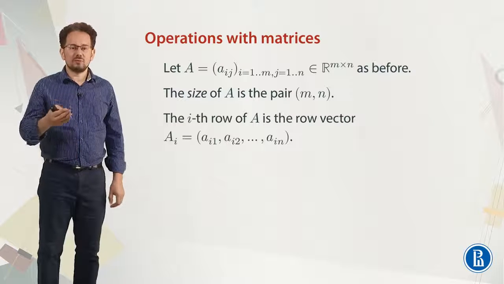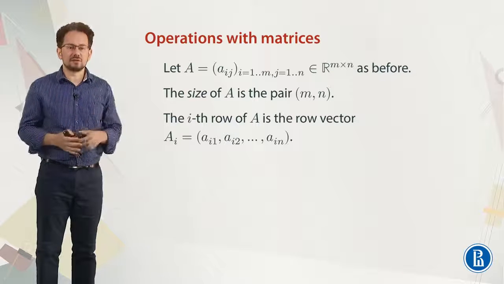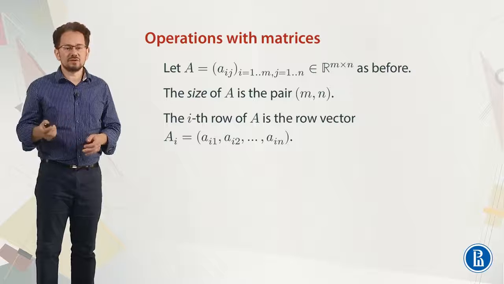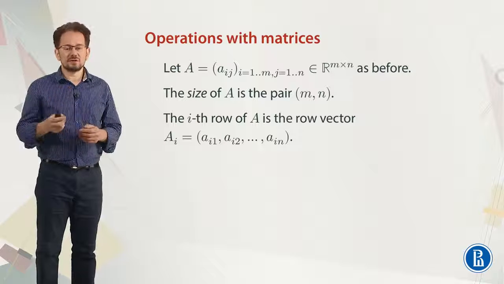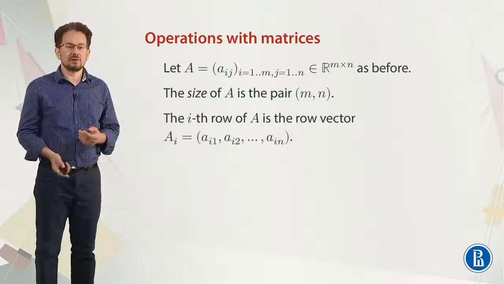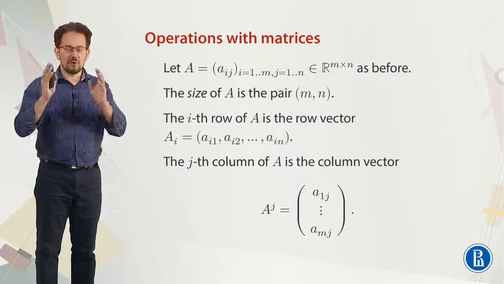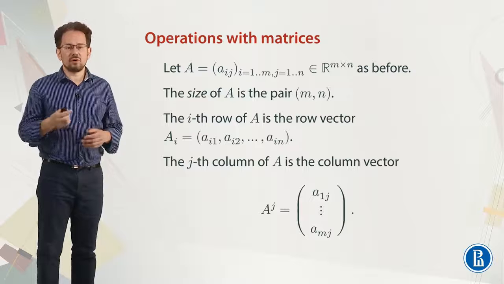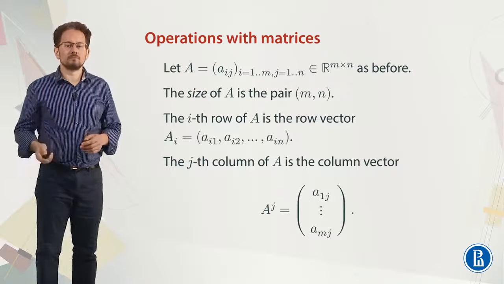Another operation is cutting one row from the matrix. Extracting the ith row is denoted sometimes by a sub i, if the matrix itself is denoted by A. So the ith row is a row vector. Analogously, the jth column of A is the column vector consisting of all elements of this column, so that the row has length n and the column has height m.